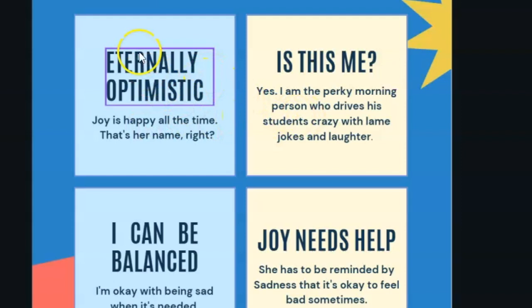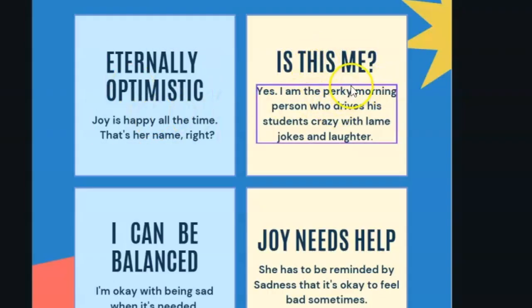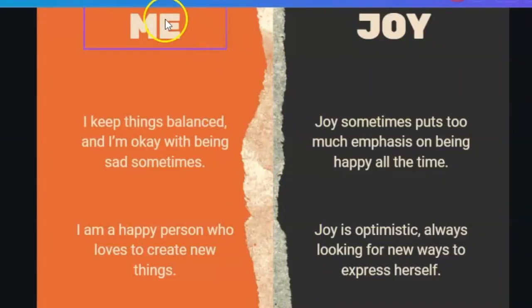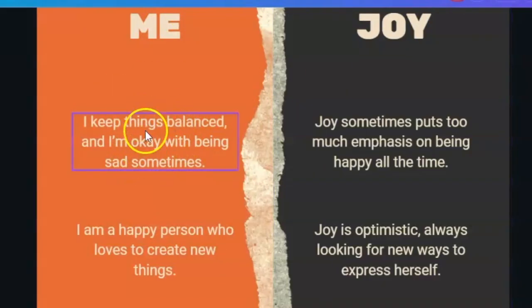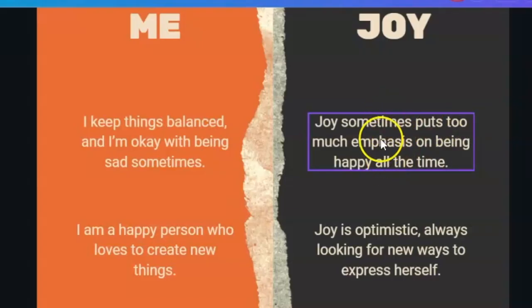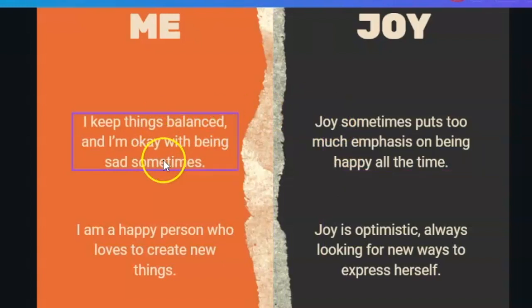So here we have about the same amount of space from the top of the first line to the bottom of the last line. And they match. They look like they fit together. On this one, it's different. I've got me on one side and Joy on the other. I keep things balanced, and I'm okay with being sad sometimes. That's 3 lines of text. Joy sometimes puts too much emphasis on being happy all the time. 3 lines of text. So when I say things should be balanced, 3 lines over here, 3 lines over here. And notice it's centered right in the middle. This is centered right in the middle.